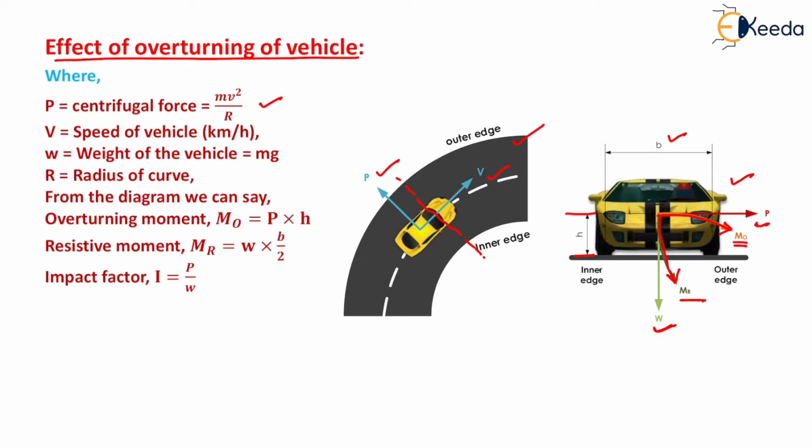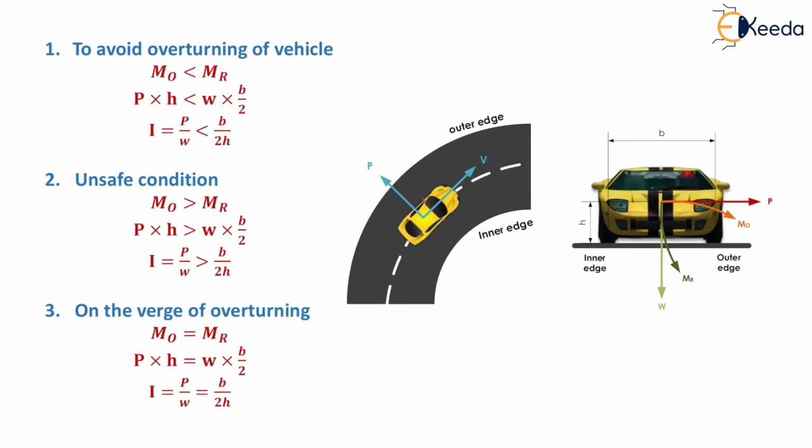The value of M naught will be equal to force into perpendicular distance, that is P into h, and the value of resisting moment will be equal to force into perpendicular distance, that is W into b by 2. Now impact factor I will be the ratio of centrifugal force P to the weight of the vehicle, that is W. To avoid overturning of vehicle, the resisting moment should be greater than the overturning moment.